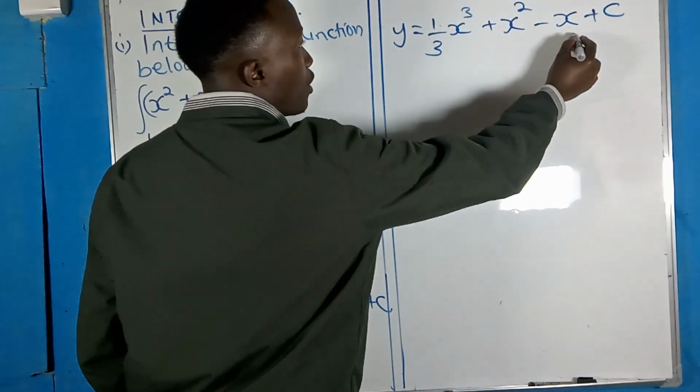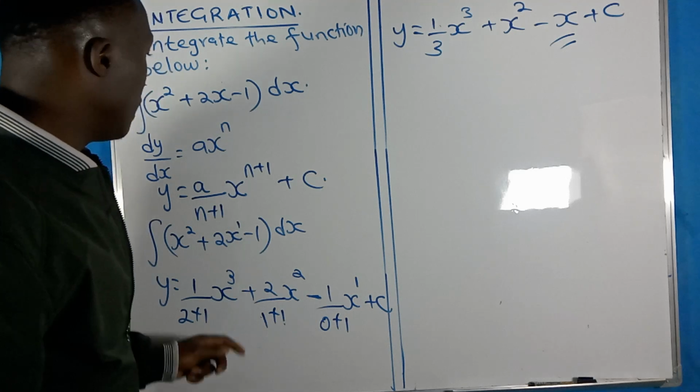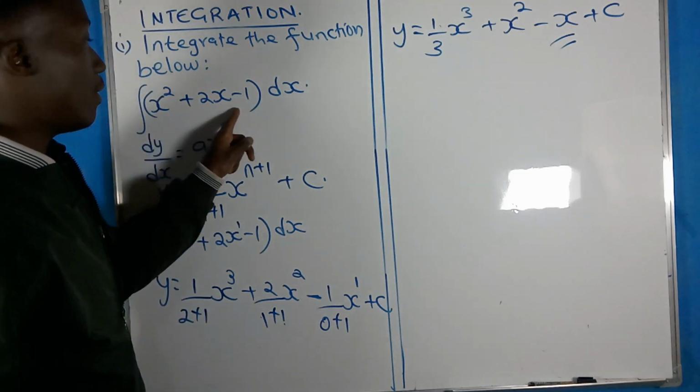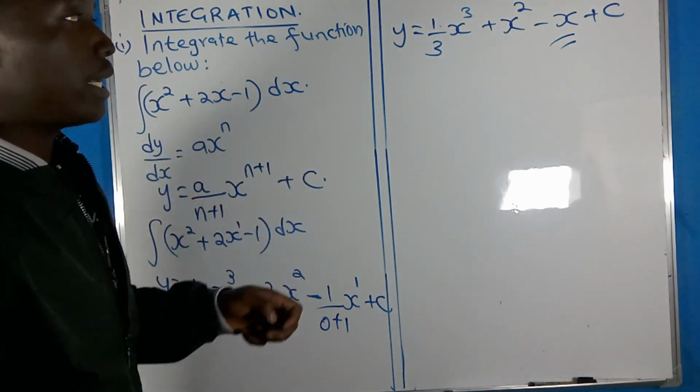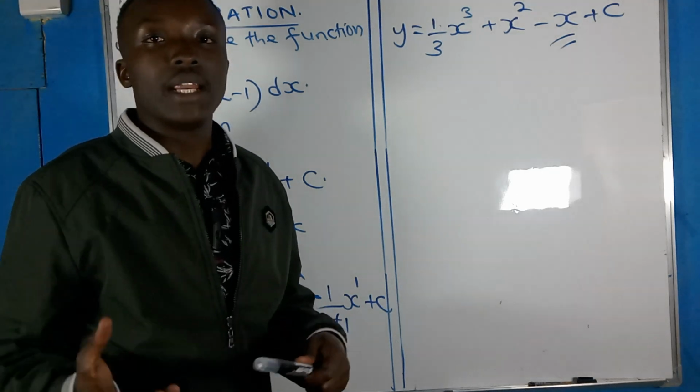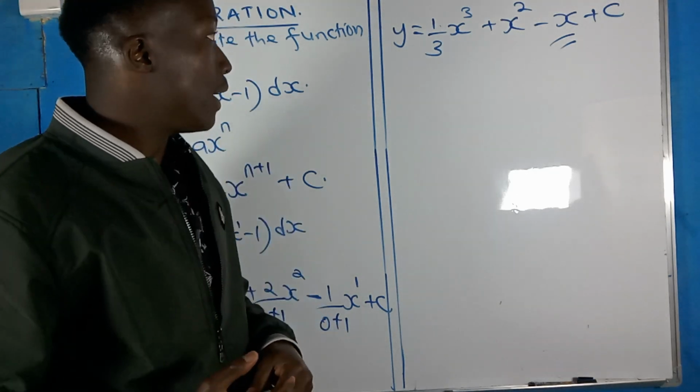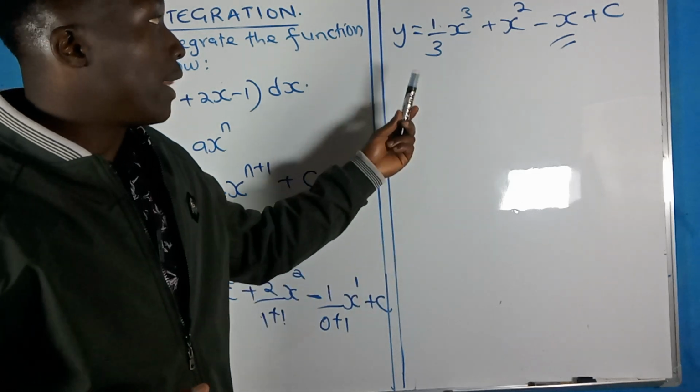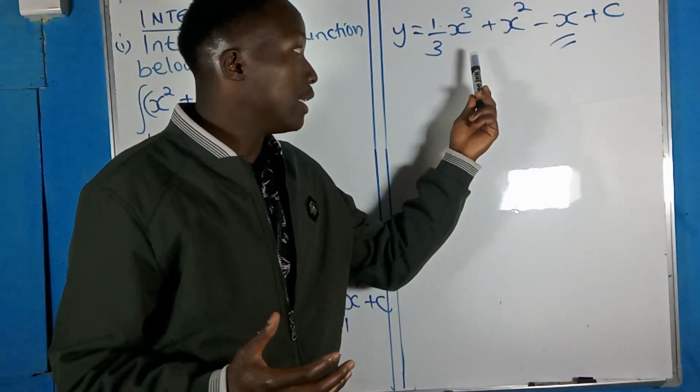So that is our function after integrating our polynomial here. Generally, that is how we go about finding the integral, and by doing that you're already done integrating a polynomial.